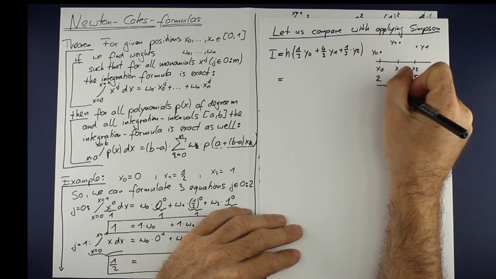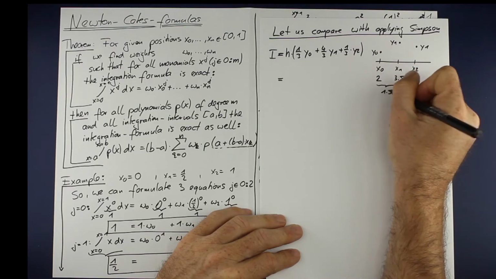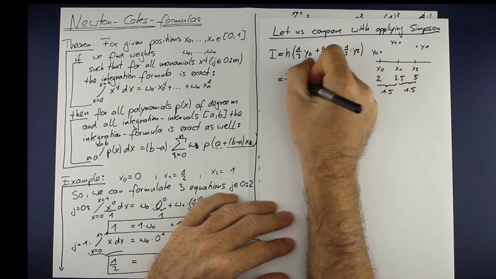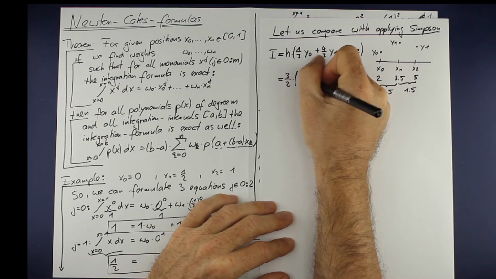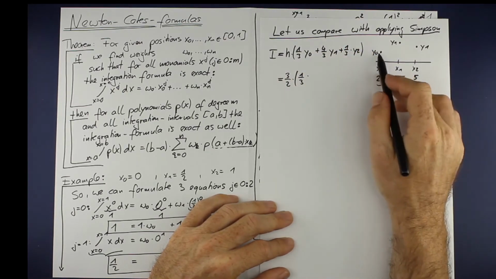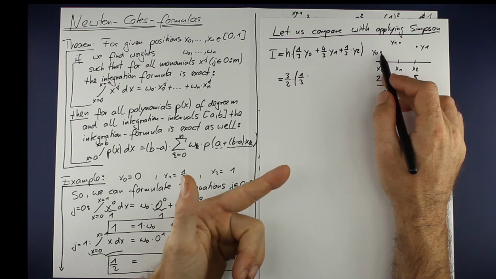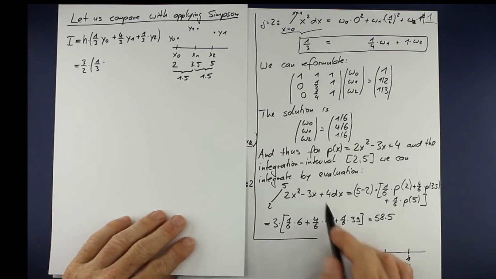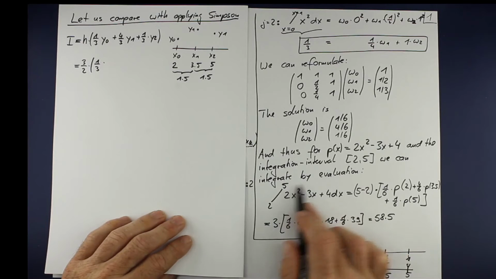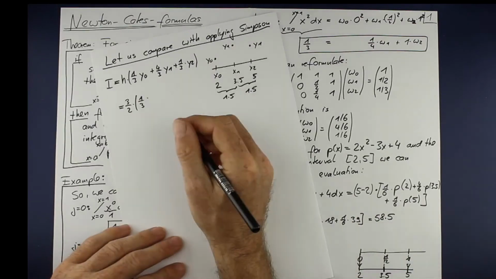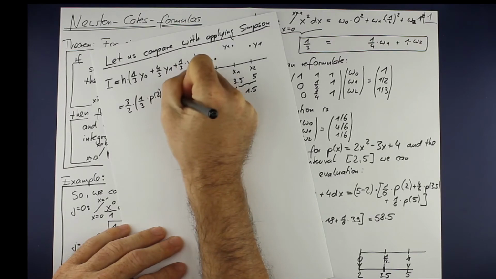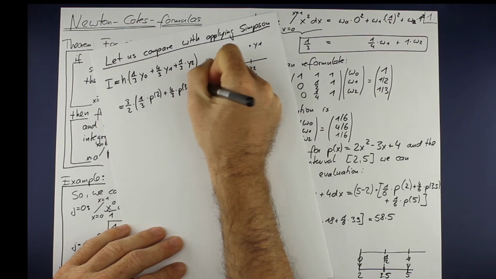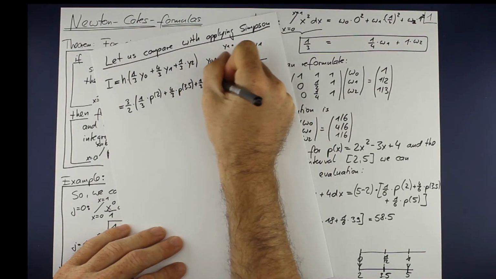And so in between, this is the h, this is 1.5, which you can also write as 3 divided by 2. And then a third times, what is that y value? That is the value of the function. In our case we want to compare applying this for this function. So this is the value at position 2 plus 4 divided by 3 times the value at position 3.5 plus a third times the value at position 5.